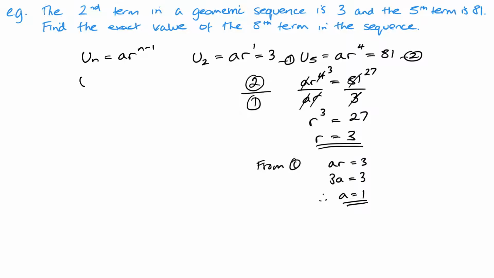Now that we've got that, the nth term, u_n equals, well, a is 1, so it's just r, which is 3 to the power n minus 1. Finding the eighth term, so u_8 equals 3 to the power of 7. And that is 2187. Nice and easy.